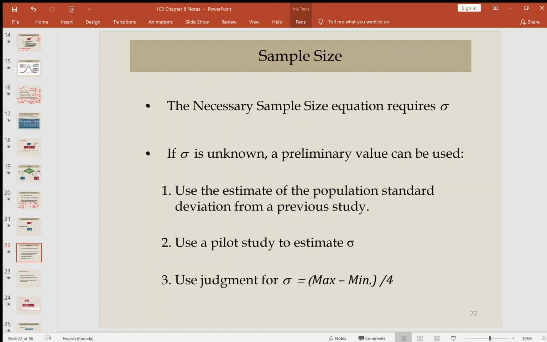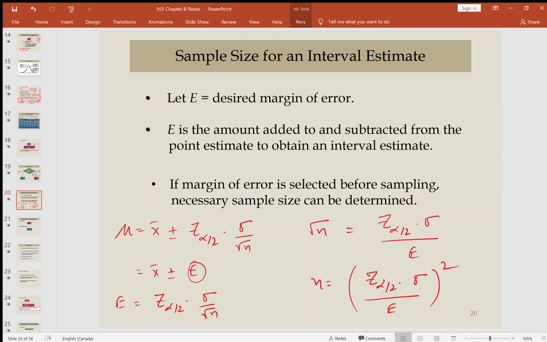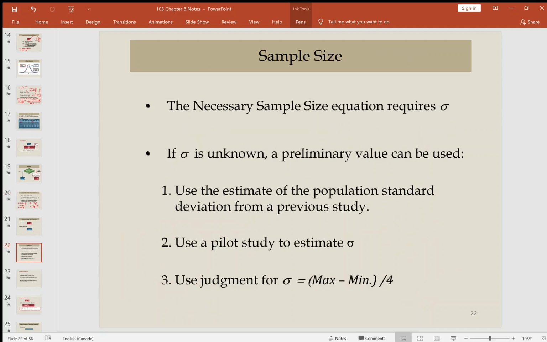Now, if you go back to the formula, you can see that the sample size formula also requires us to know the population standard deviation. But if we have not done any sampling, then how would we know sigma? We probably do not know sigma. So if sigma is unknown, we can use some kind of preliminary value. We can either use an estimate from a previous study, or use a pilot study to estimate sigma, or in many cases we can just use judgment for sigma, where sigma is equal to maximum minus minimum, that is the range, divided by 4. So we can just use this formula if sigma is not given to us at all.